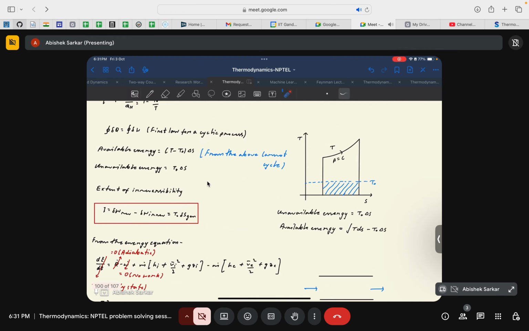There will be some further discussion on this available energy part, or extent of irreversibility, in the later part of the course. So I think that then it will become much clearer, but at least as an introductory part, these definitions are quite good. Right now you can just take it as a definition or as an understanding, but its further applications would be discussed in the later part of the course. In the last two remaining lectures, we will try to cover a bit more.